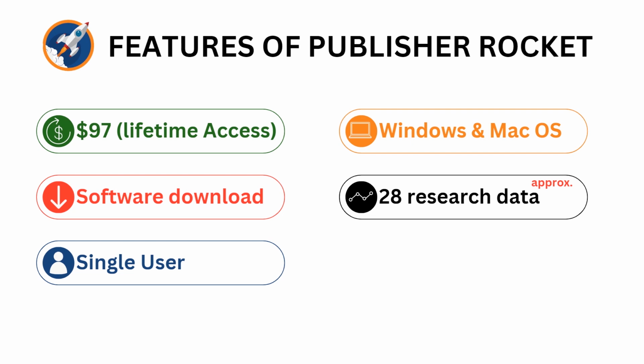Talking about the keyword research, the category research, the competition, average bestseller rank, average pricing, the dates of books, and many other data which are available for you to make valuable decisions about creating and publishing your book on Amazon. So you have about 28 research data to pick from.